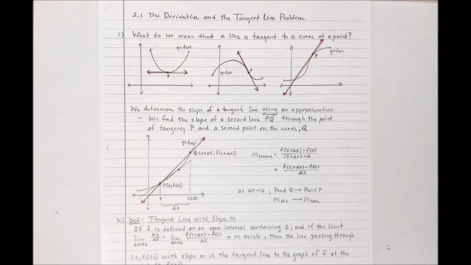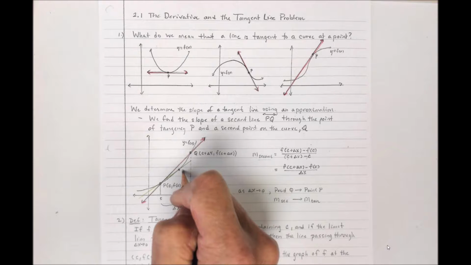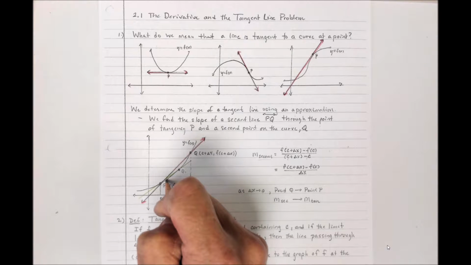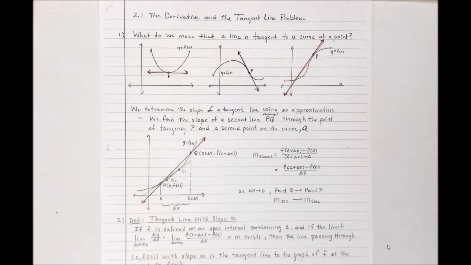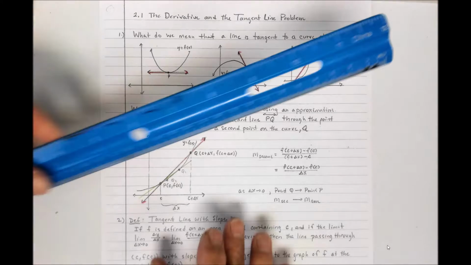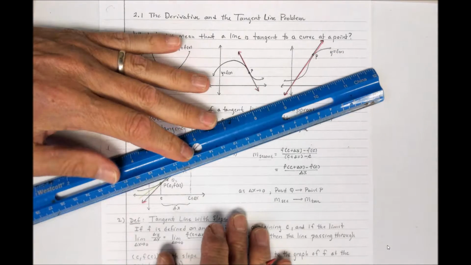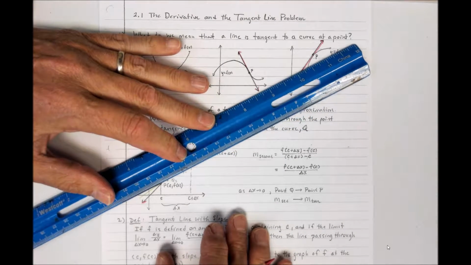Now if I move point Q, call this Q1, if I move point Q, let's say way over here, call it Q2, you're going to discover, and I don't think I have another colored pencil. Oh, I got a red one. Take that back. I got a red pencil right here. So let's draw this one in if I can.